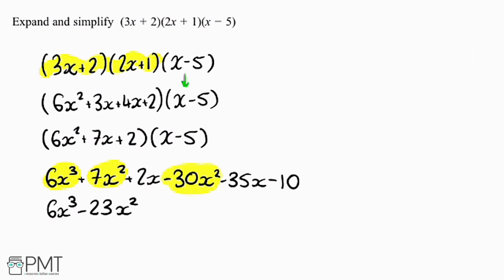So now we've got two x terms. So 2x minus 35x gives us minus 33x. So we've used these terms as well. And we're just left with a minus 10 on the end by itself, giving this here as our fully simplified final expansion.